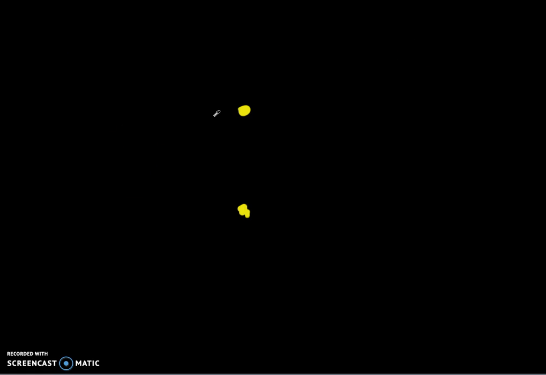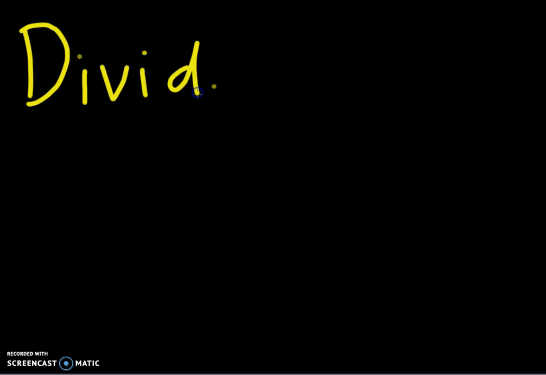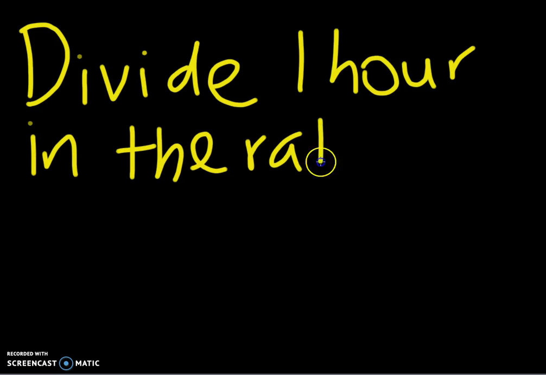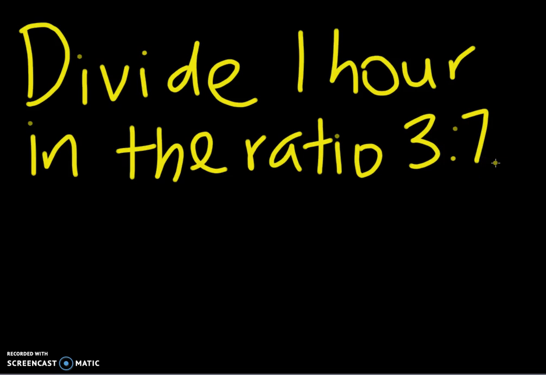Next, let's see how we can work out a question in ratio. Divide 1 hour in the ratio 3 to 7. Okay, so how are we going to work this out?